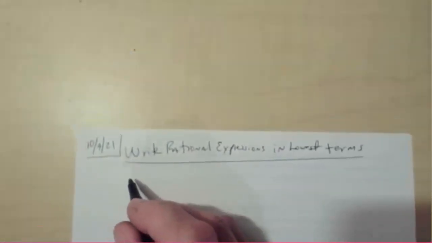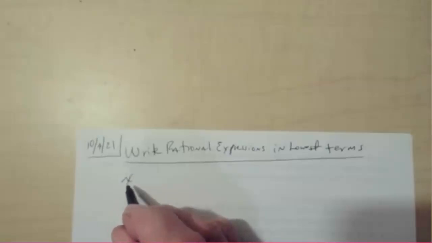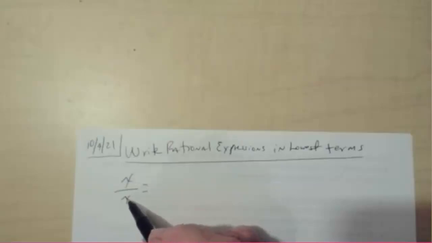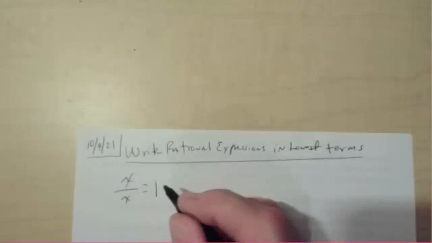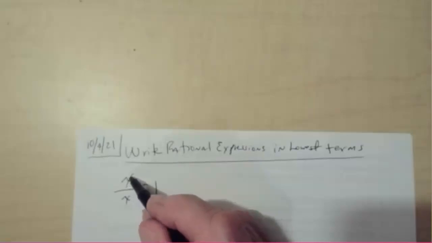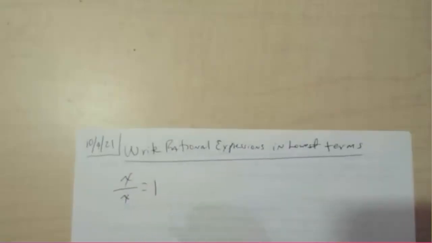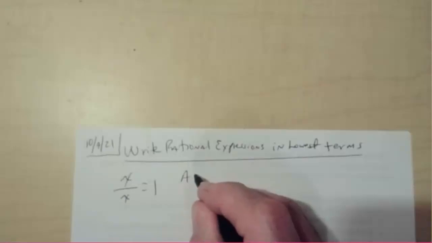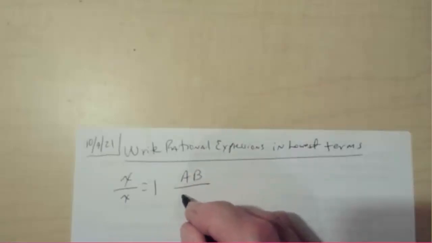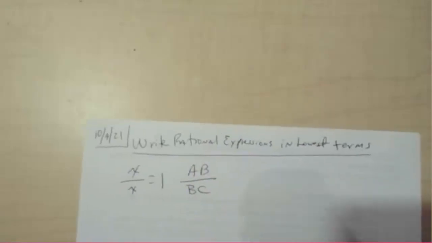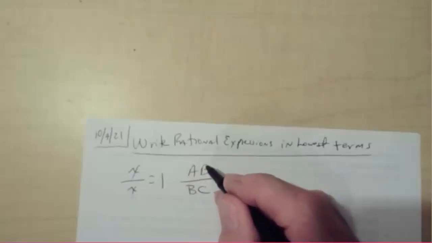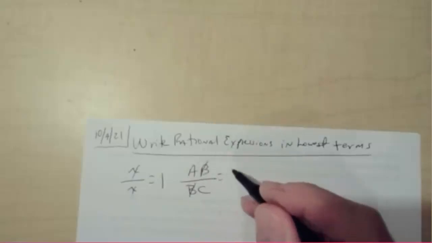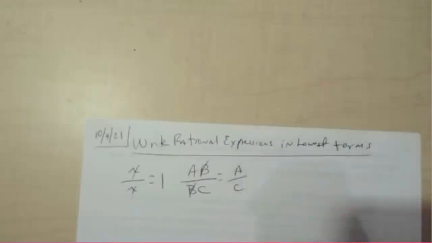Goodness gracious. First of all, if we have any number, and we typically write any number as x, any number divided by itself is 1, right? 15 billion divided by 15 billion is 1. Now, if we have AB divided by BC, again, any number divided by itself is 1, so we end up with A over C, right?